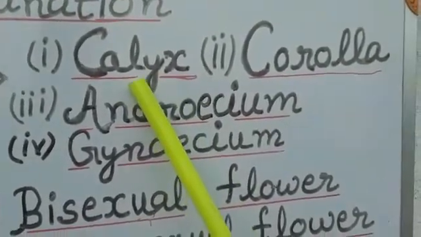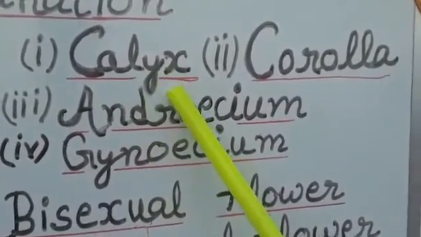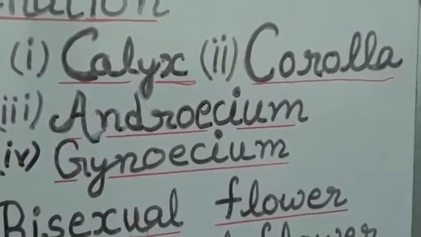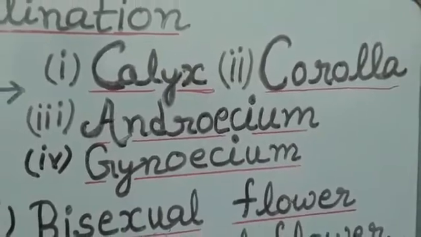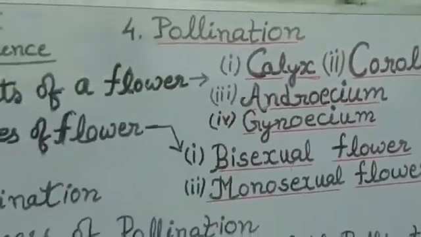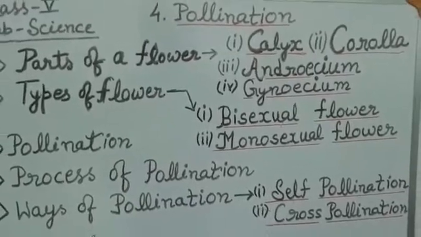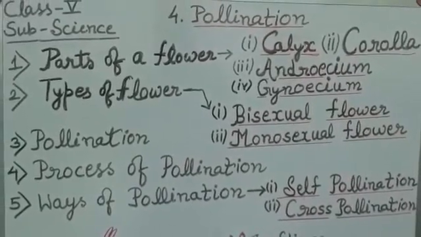At first we discuss calyx. It is the outermost wall of flower. It consists of a set of green leaf-like structures called sepals. Sepals protect the flower in the bud stage. There may be 5 or more sepals in a flower.